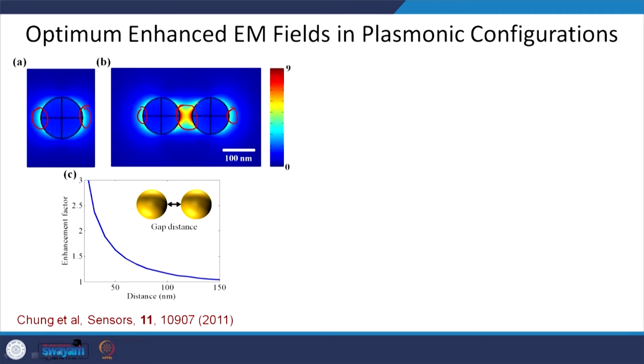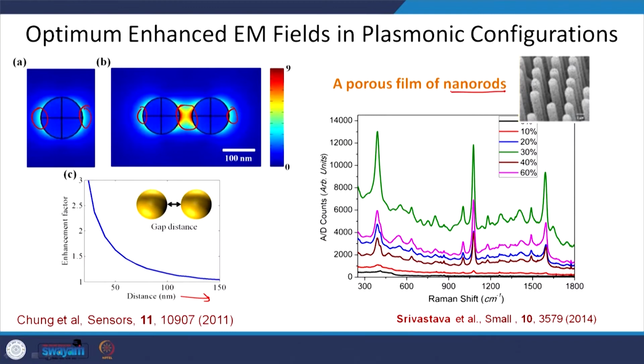That happens because of the superposition of these two electromagnetic fields, and here you can see that if we increase the gap on the x axis, the enhancement factor goes down. So it is like the coupling between these two breaks. When you are preparing a film of nanostructures, you have to consider that there should be an optimum gap to have maximum performance. Let us take an example of porous films of nanorods.